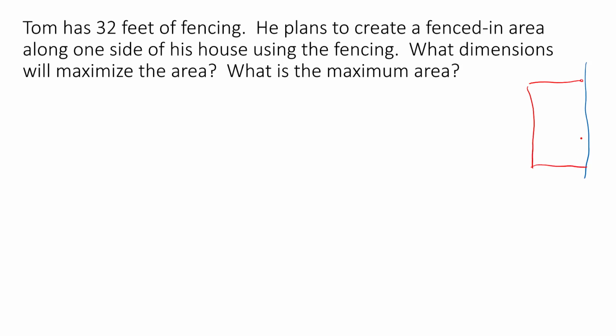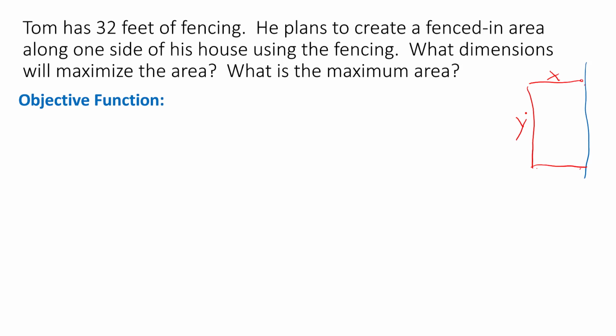Okay, and along that house, Tom wants to put some fencing, like so, so that he can have a fenced-in area. It doesn't really say why he wants to do that, but he might have a garden there, or he might have a dog he wants to keep in a certain area or something. So he plans to create a fenced-in area along one side of his house using the fencing. What dimensions will maximize the area, and what is the maximum area? So the width here would be the same as the width here. We'll call that x, and then the length here we'll call y. Okay, so what is an objective function?